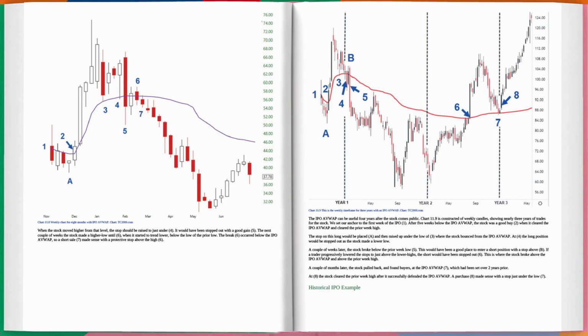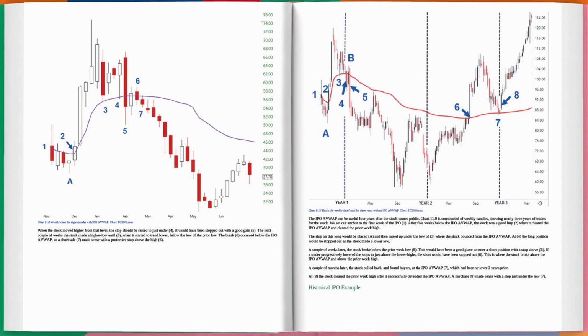Chart 11.9 is constructed of weekly candles, showing nearly 3 years of trades for the stock. We set our anchor to the first week of the IPO (1). After 5 weeks below the IPO AVWAP, the stock was a good buy (2) when it cleared the IPO AVWAP and cleared the prior week high. The stop on this long would be placed at A and then raised up under the low of (3), where the stock bounced from the IPO AVWAP. At (4), the long position would be stopped out as the stock made a lower low.